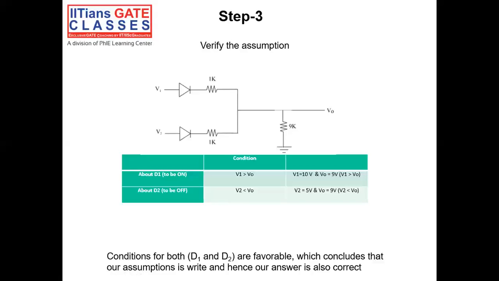So our assumption that D1 is on and D2 is off is fulfilled, correct? So if our assumption is correct in step 3, the answer we calculated in step 2 is the right answer, right? So the answer is 9 volt.